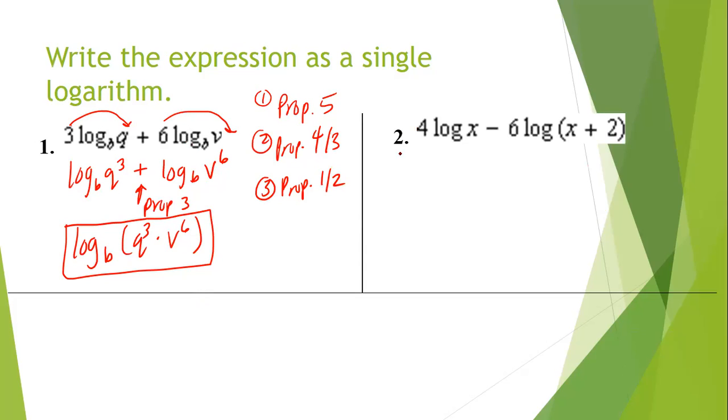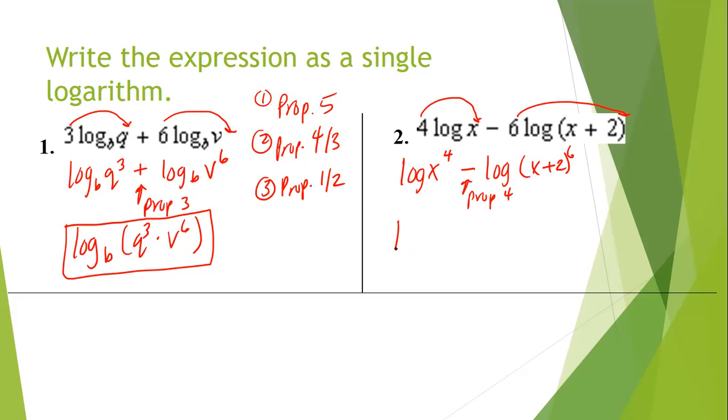All right, number 2. Again, we go through the same steps. I start with property 5, turning my constants into coefficients, then my coefficients into powers. That gives me log of x to the 4 minus log of x plus 2 to the 6. And then I'm going to divide because of the subtraction sign, so I'm going to use property 4.